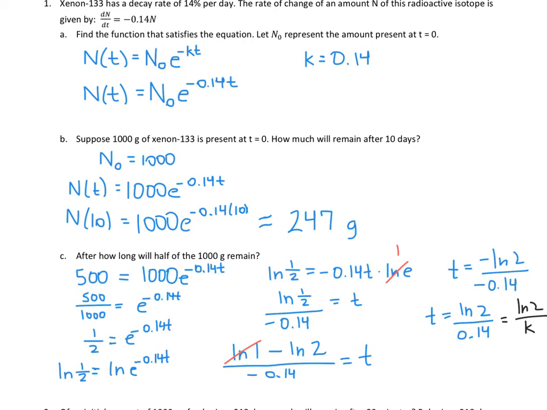Alright, so then if we plug this into our calculator, natural log of 2 divided by 0.14 is approximately 4.95, which I'm going to approximate to the nearest day. So approximately 5 days is how long it'll take the 1,000 grams to be reduced to half.